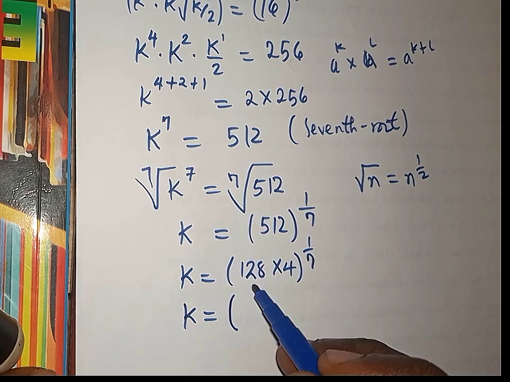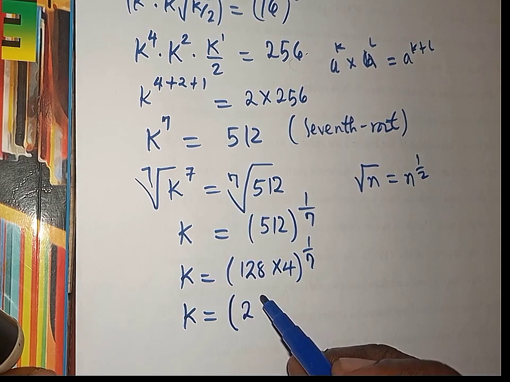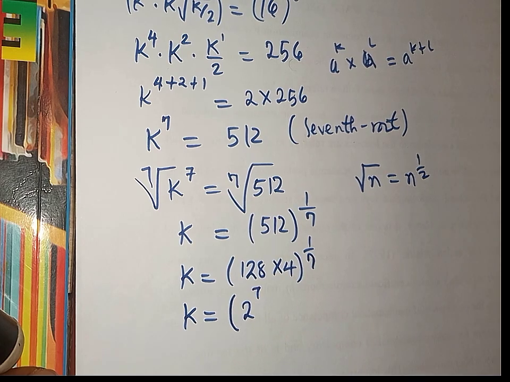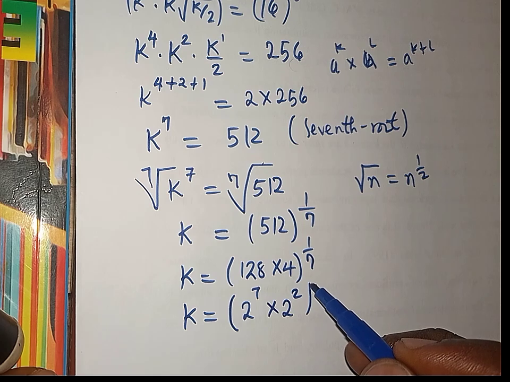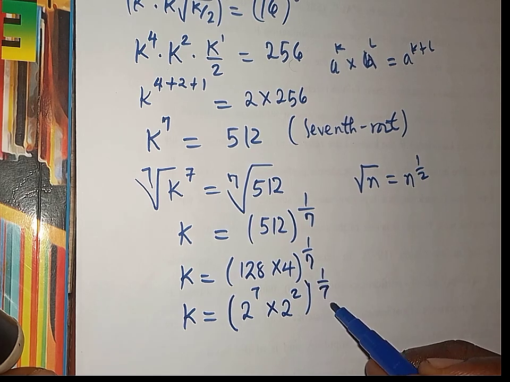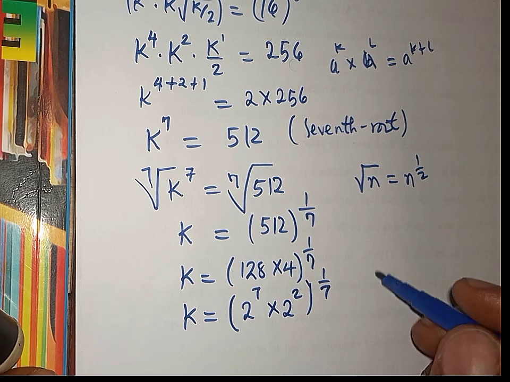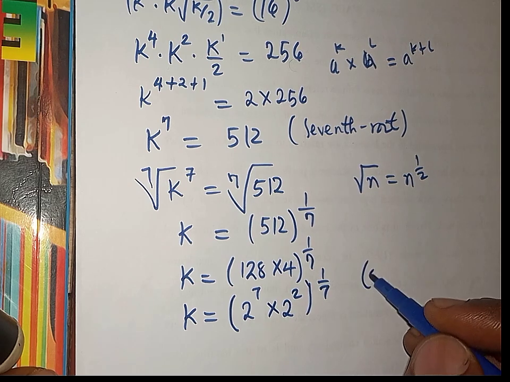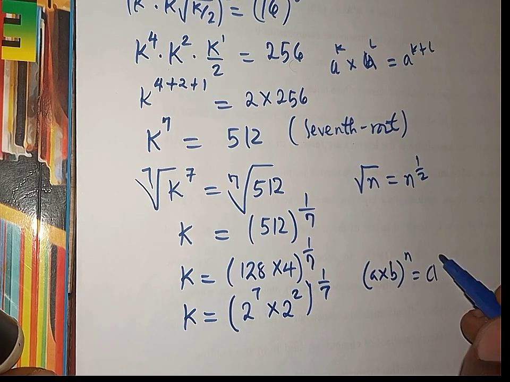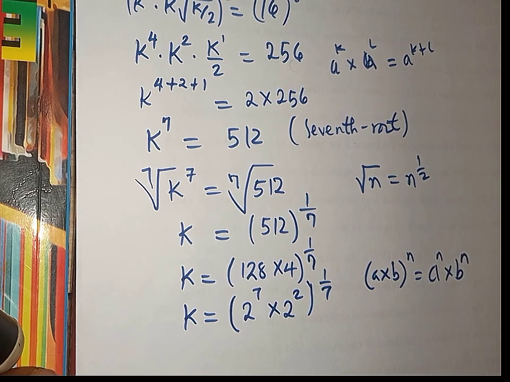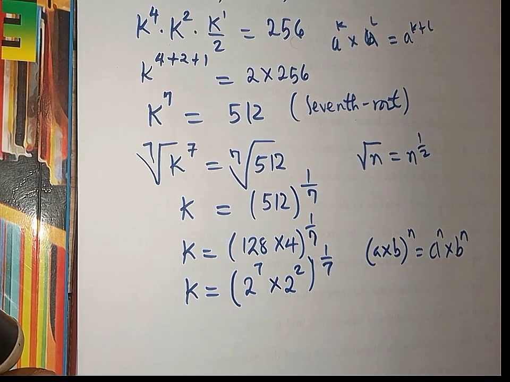you know that this 128 can be written as 2 to the power 7. When 2 multiplies itself 7 times, we are going to have 128. Then multiplied by 2 to the power 2, then we have the power 1 over 7. So now we have the product power law. Let's say we have a times b, then raised to power n. This is going to be a to the power n multiplied by b to the power n. That is from the law of indices. So we are going to apply that.